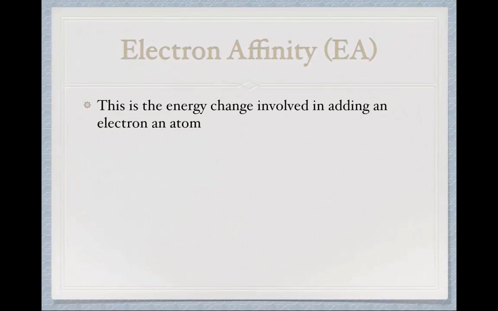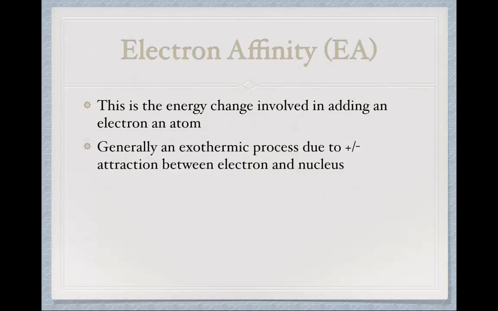One concept that our book brings up is something called electron affinity, and this is the energy change involved in adding an electron to an atom. Generally, this is an exothermic process, mainly due to the plus-minus attraction between electron and nucleus, but occasionally it is endothermic depending on what else is going on in the atom. Are you trying to pair electrons up? Because that's energy that's going to be working against that exothermic process. So there's always a balance between endothermic and exothermic processes there.